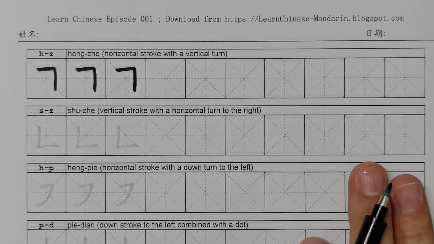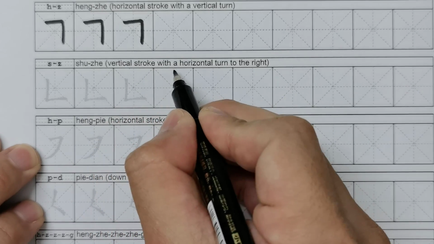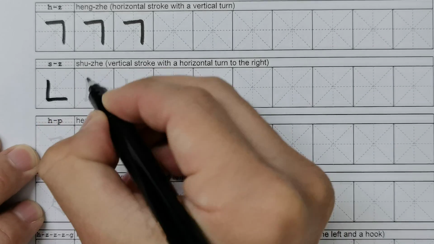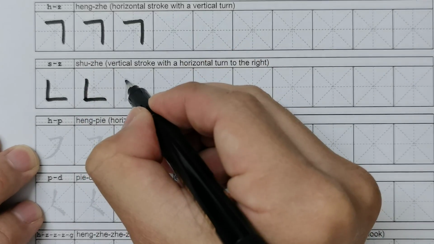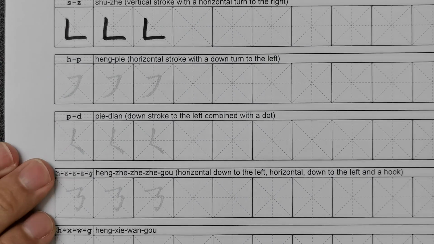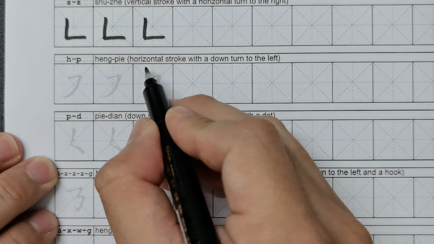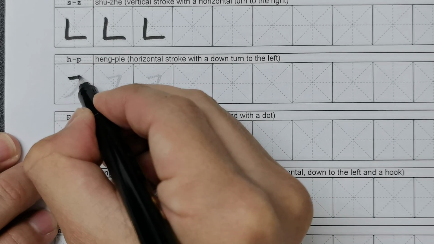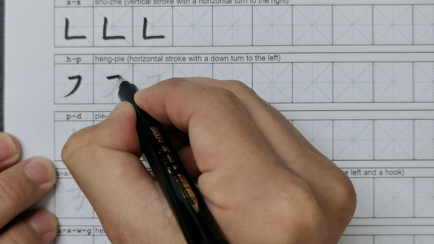And then we have the next one. It's called Su Zhe, vertical stroke with a horizontal turn to the right. So Su Zhe. It's like the opposite of this one. And then we have Heng Pie, which means horizontal stroke with a downturn to the left. So horizontal, and then you have a downturn to the left.